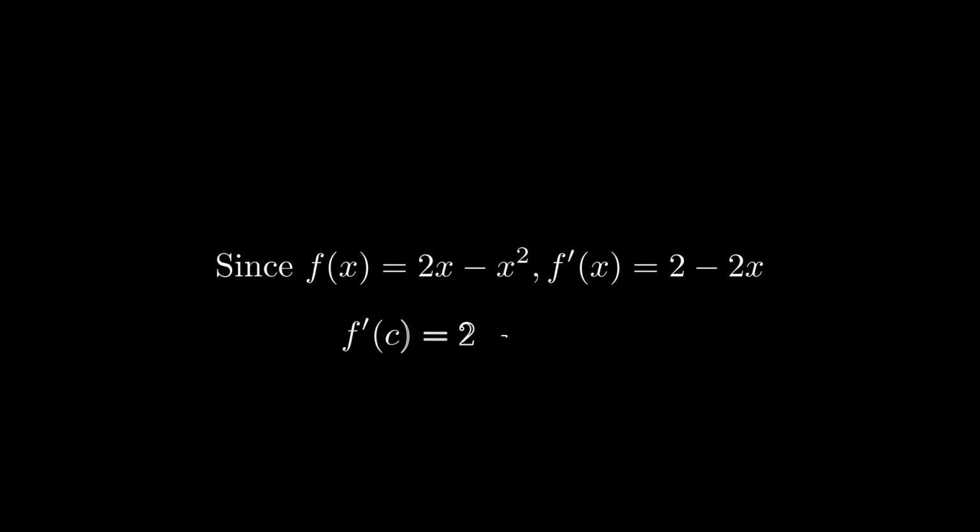Now let's find the value c such that f prime of c equals negative 2. We know that f of x equals 2x minus x squared, so we can find the first derivative by using the power rule. The derivative is 2 minus 2x. This means that f prime of c is 2 minus 2c, and that equals negative 2. Then we can solve that for c to find that c equals 2.